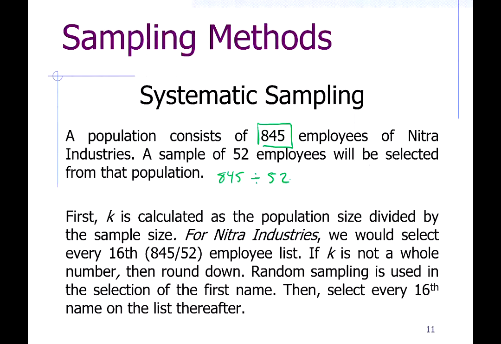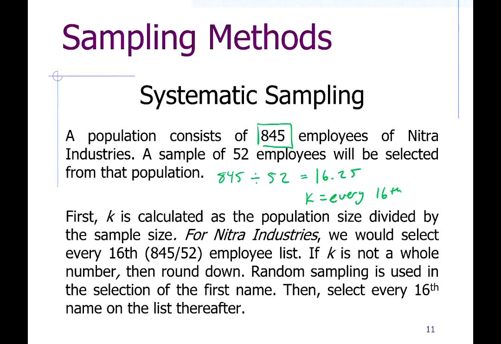And so that's your value for K. So if you pop 845 divided by 52 into a calculator, you get 16.25, so K would be every 16th. You'll always round down.